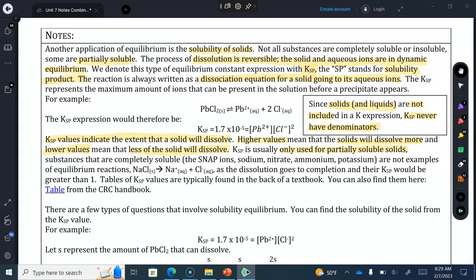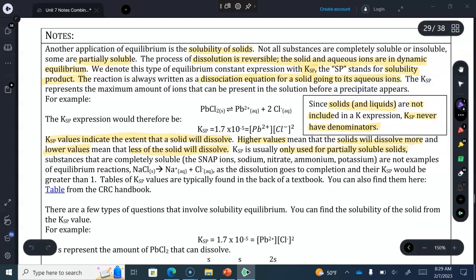precipitate appears. Remember that a precipitate is a solid.